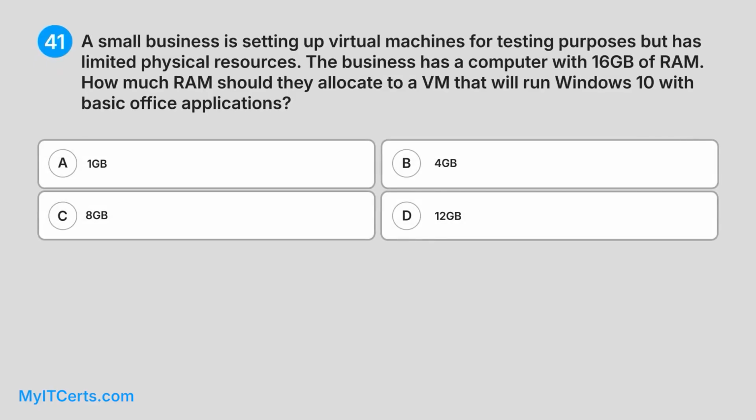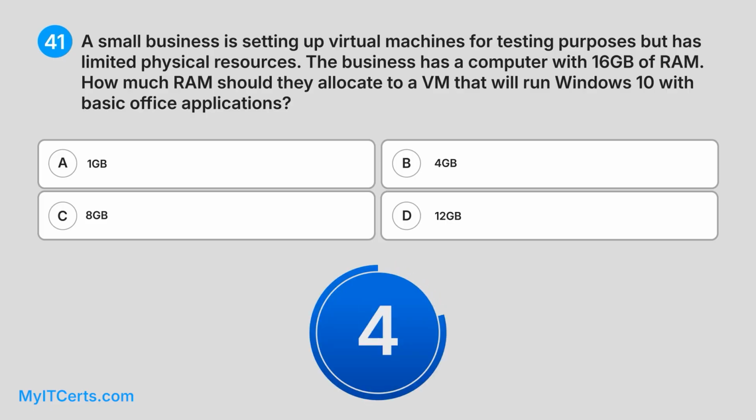41. A small business is setting up virtual machines for testing purposes, but has limited physical resources. The business has a computer with 16 GB of RAM. How much RAM should they allocate to a VM that will run Windows 10 with basic Office applications? A. 1 GB. B. 4 GB. C. 8 GB. D. 12 GB.